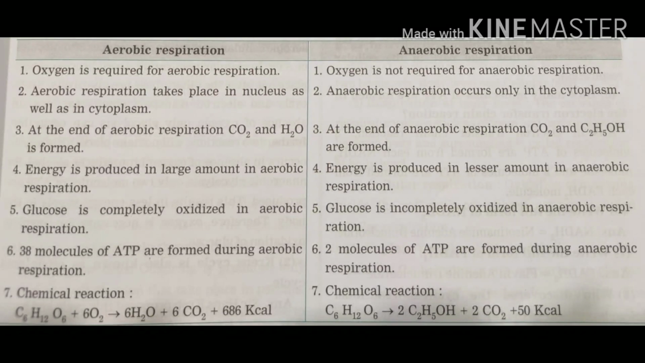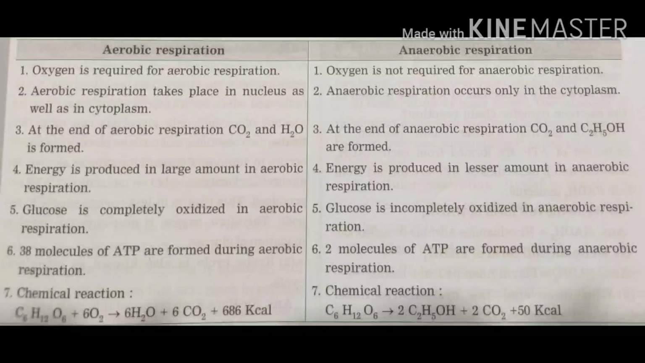After studying the process of energy production through aerobic respiration and anaerobic respiration, you have to tell some differences between them. What are the differences? See the chart. First difference is oxygen is required for aerobic respiration and oxygen is not required for anaerobic respiration. Second difference, aerobic respiration takes place in the mitochondria as well as in the cytoplasm, and anaerobic respiration occurs only in the cytoplasm.